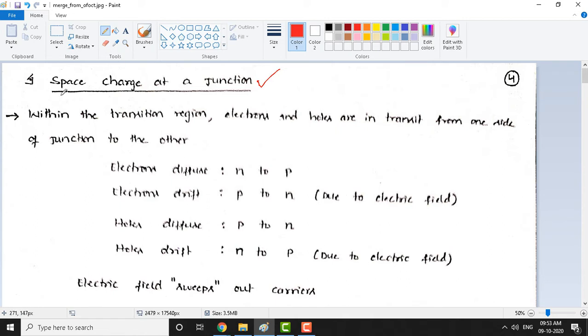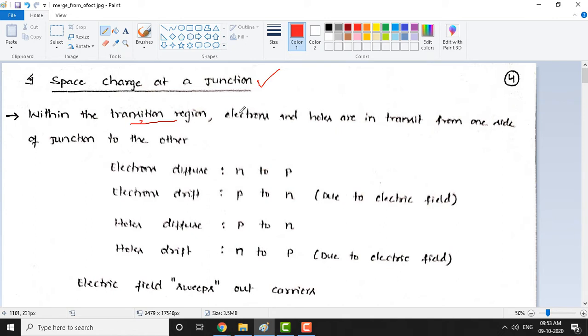Especially, the space charge is also called a depletion region within a junction. It has many names: space charge region, transition region, and depletion region. All are in fact the same, so you need not get confused. It is also called a transition region, and in the transition region you can see what is going to happen.